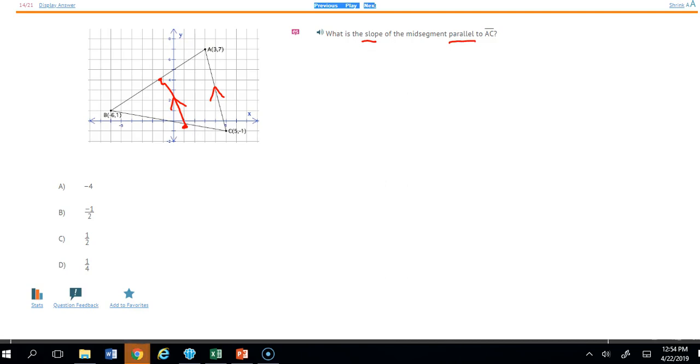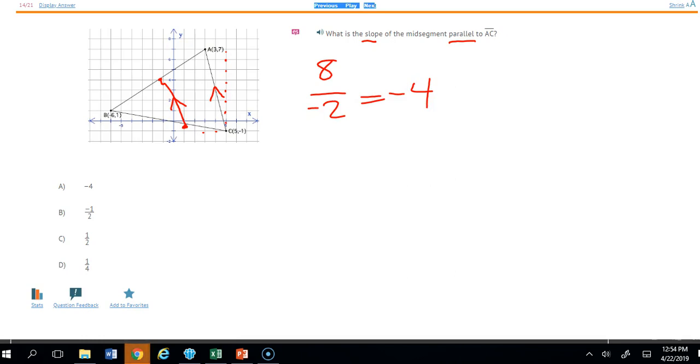So there's two ways we could do this. We could do this mathematically, or we could do it by counting. So remember, rise over run. If we go from C here, 1, 2, 3, 4, 5, 6, 7, 8, and then if we go 2 to the left, that's over -2. So my answer would be -4.